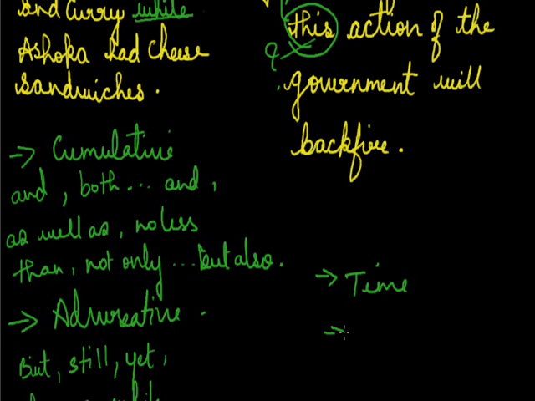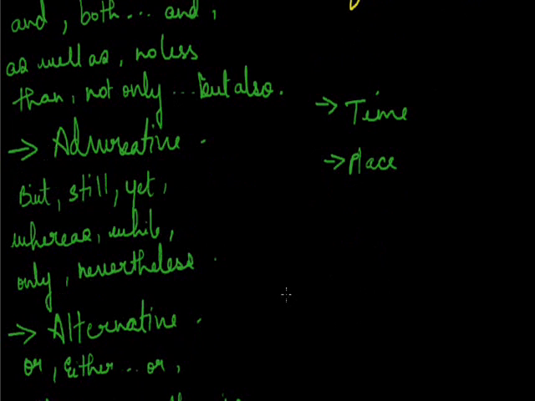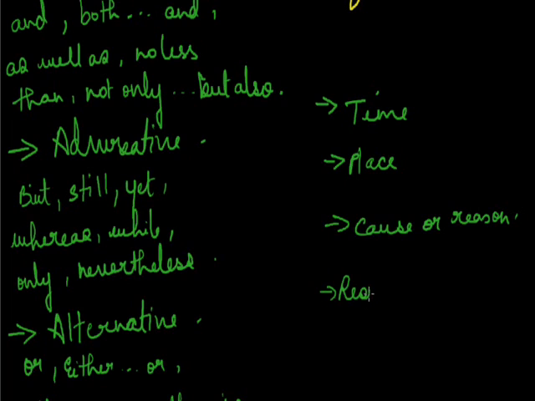Second is place, and the conjunctions used for place are where and wherever. Next is cause or reason. In this we use the conjunctions because, since, as. Then comes the result. In result or consequence, the conjunctions we use are so that, such that. And one more, that is purpose. For purpose, the conjunctions which are used are so that, in order that, and lest.